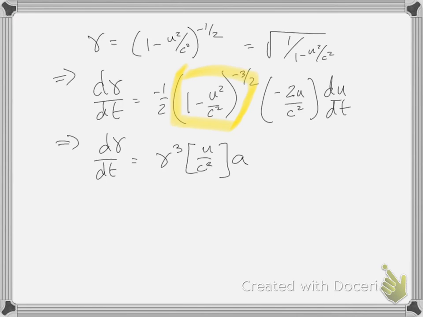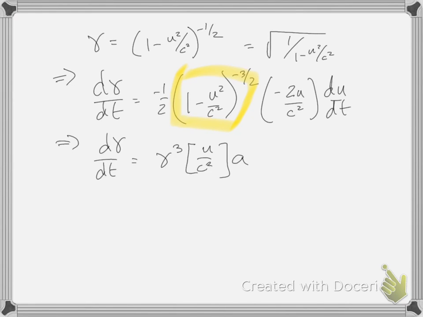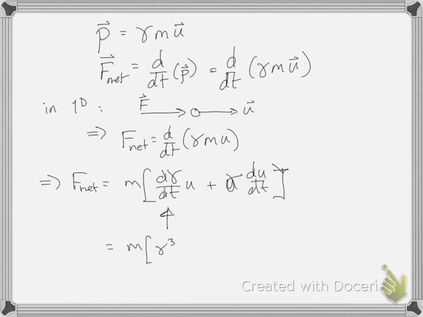We're going to go plug that back into what was on the previous page. Right, so we're going to plug that in here. So what goes with d gamma dt is gamma cubed u over c squared a. We're left with, there's also another u, so u squared, plus gamma du dt, which is acceleration. Okay, so we've got that, and so we can now try to simplify this.